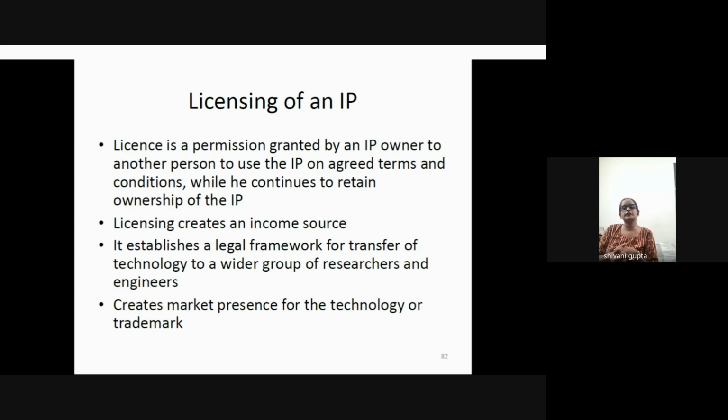Licensing of the IP makes a market presence for the technology and the trademark. Licensing is the only aspect in which the ownership doesn't get distinguished, spoiled, or influenced. Under specific terms and conditions, the owner of any intellectual property can allow another person to use it on certain agreed terms and conditions.